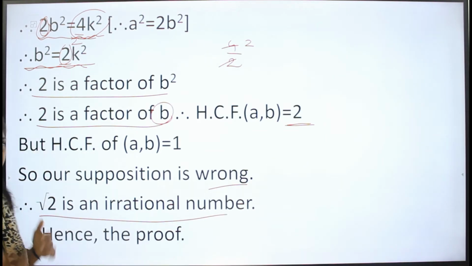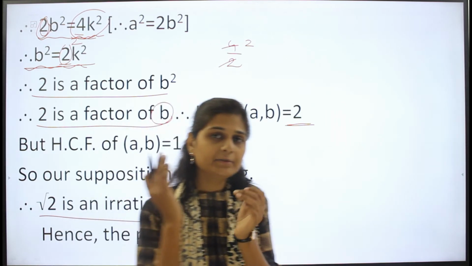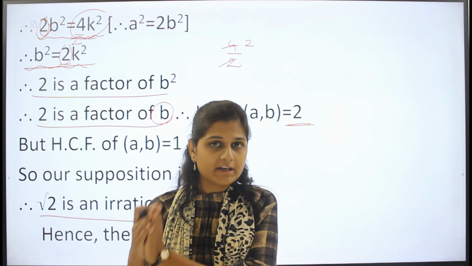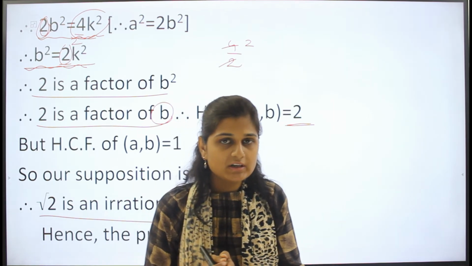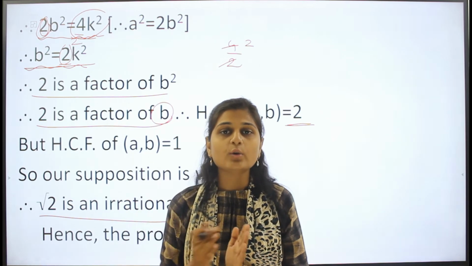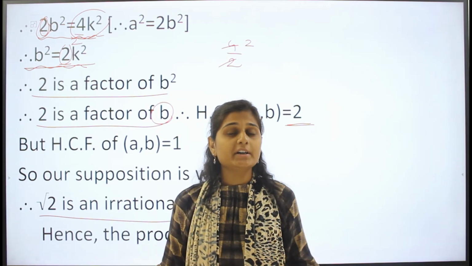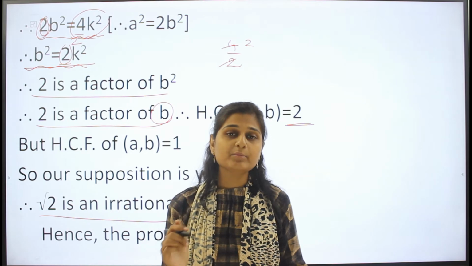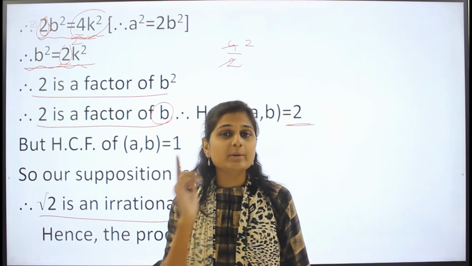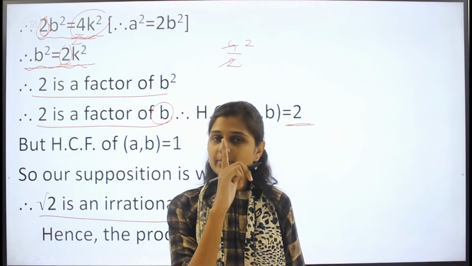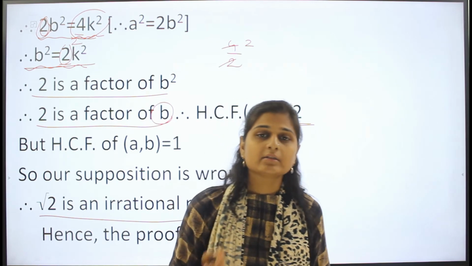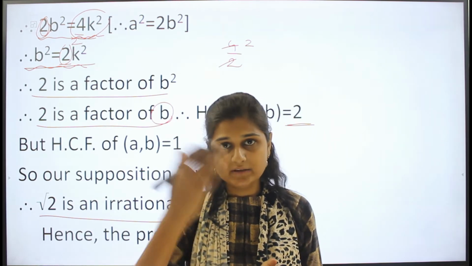Okay, so simply if we revise, first we supposed that root 2 is a rational number. If it is a rational number, then you can write root 2 is equal to a upon b. But what is the condition? That a and b should be co-prime numbers, so HCF of a and b will always be 1. Then we applied the method.